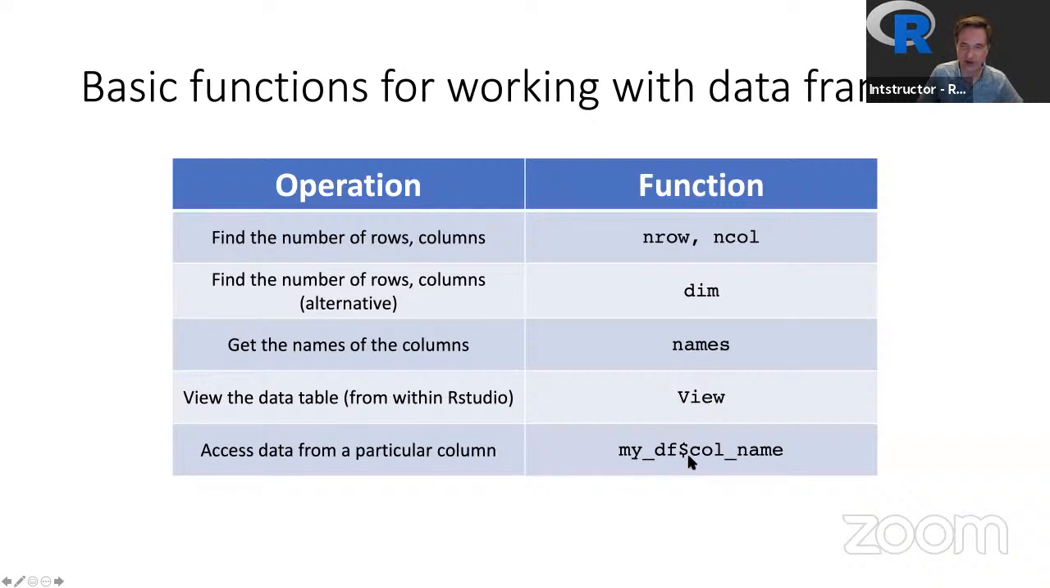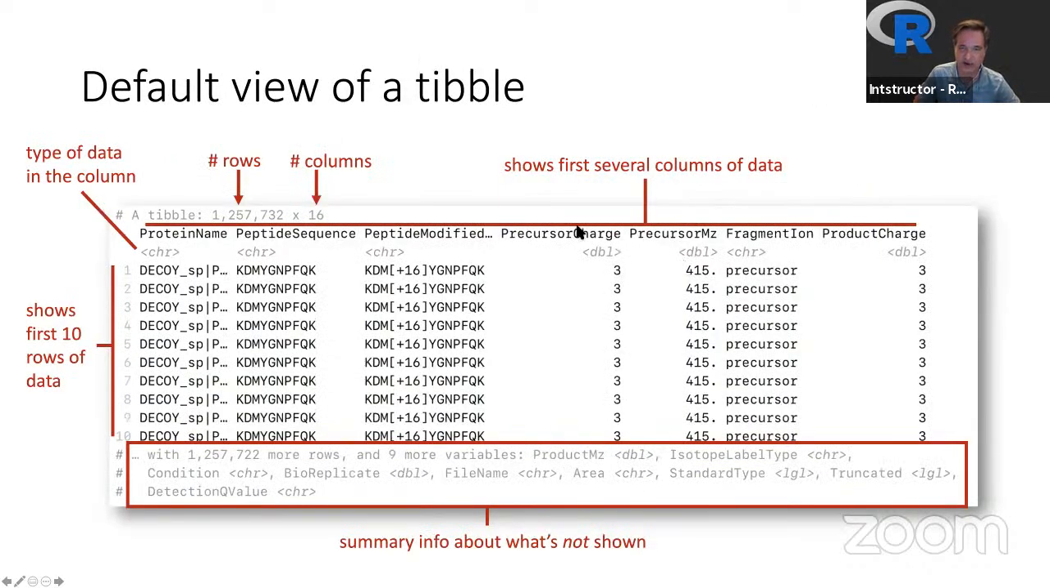This is another weird syntax thing that R has, but if you type the name of a data frame, put the $ sign, and then the name of the column with no quotation marks, it will actually return all of the data in that column to you as a vector. We worked with vectors previously, we know what vectors are. This is a way to get a single column of data. So for example, all of the precursor charge values as a vector, where we would refer to the column name here, precursor charge, to get all of this data.